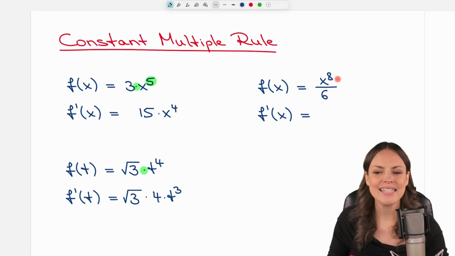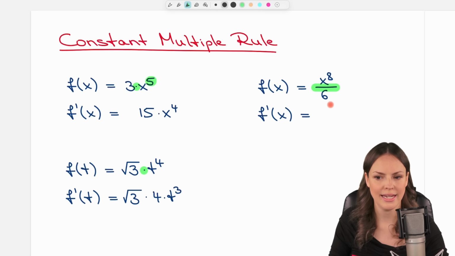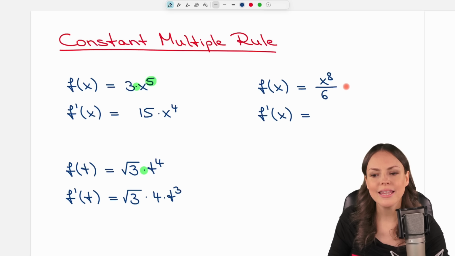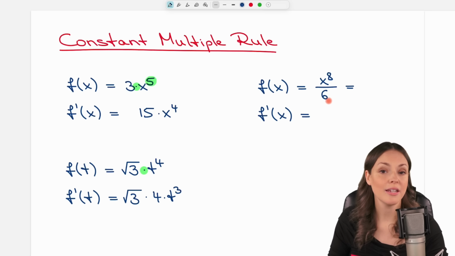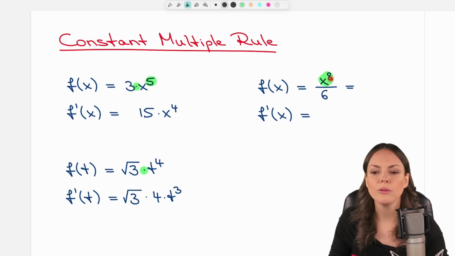Why is this the same thing? Why do we have a factor here if it says x to the power of 8 over 6? Well, we can write this in a different way so that we can really see the factor. I'm not a fan of having your variable in your fraction anyway, so I always separate the numbers from my variables.